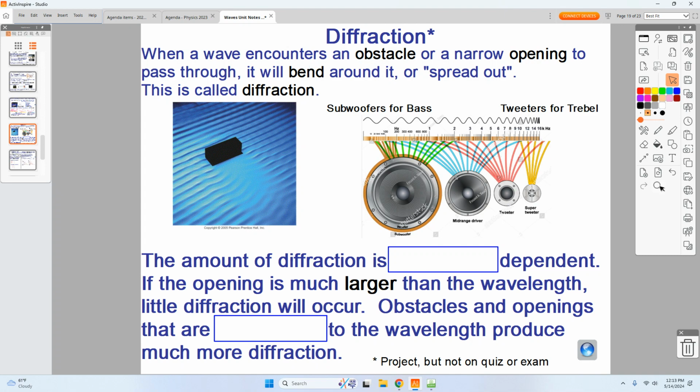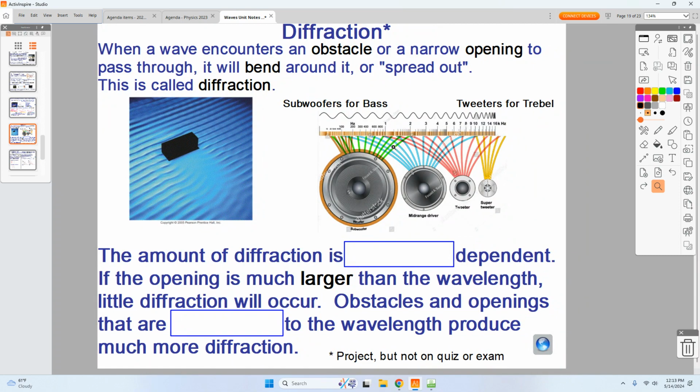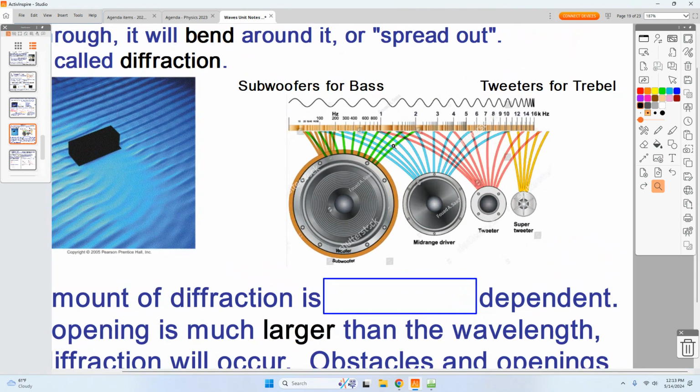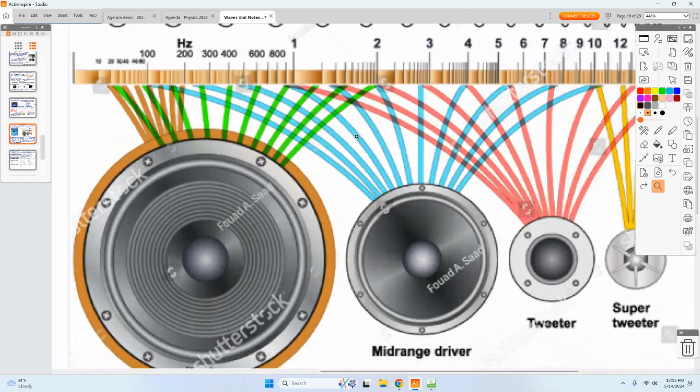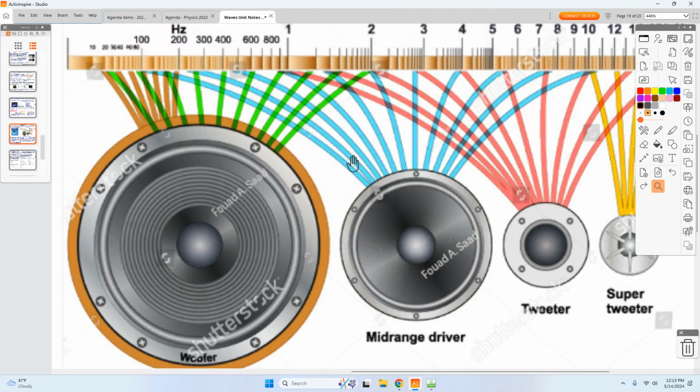This graph that I have up here is showing how the size of the speaker is related to the size of the sound wave that you want to play. So if you're using a subwoofer, you want to have a bigger speaker cone. And so you said you have 2 subwoofers in your car.